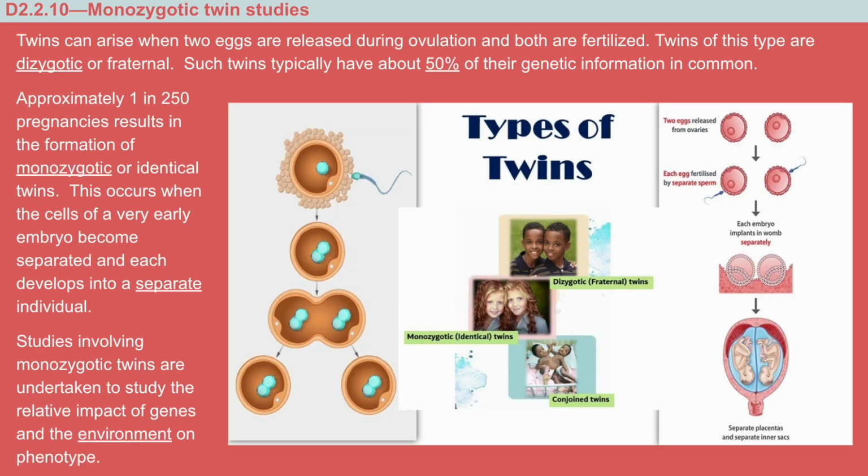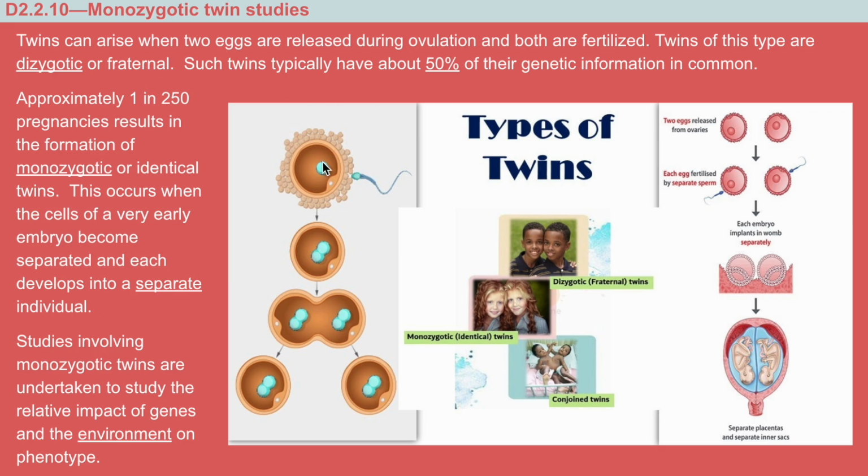All right, there are two types of twins. We can have two different eggs released from the ovaries. Each egg gets fertilized by a different sperm. These are called dizygotic or fraternal twins because there's two different zygotes. They're only as genetically similar as any other two siblings that share the same mother and the same father. About 50% of their genetic information is in common.